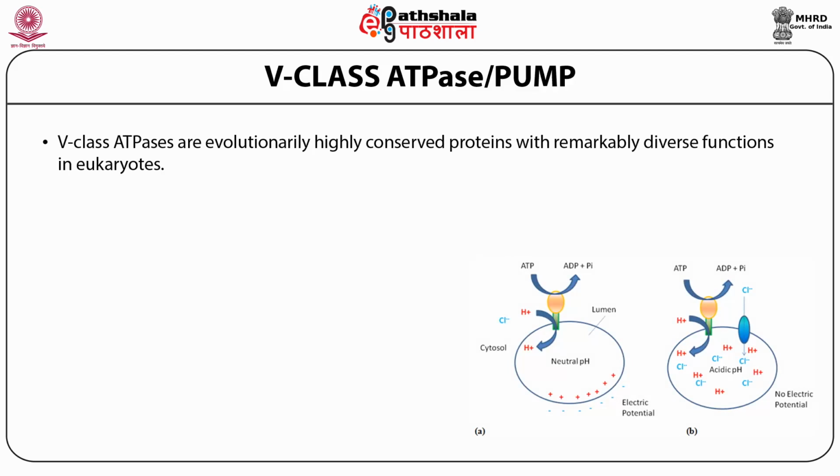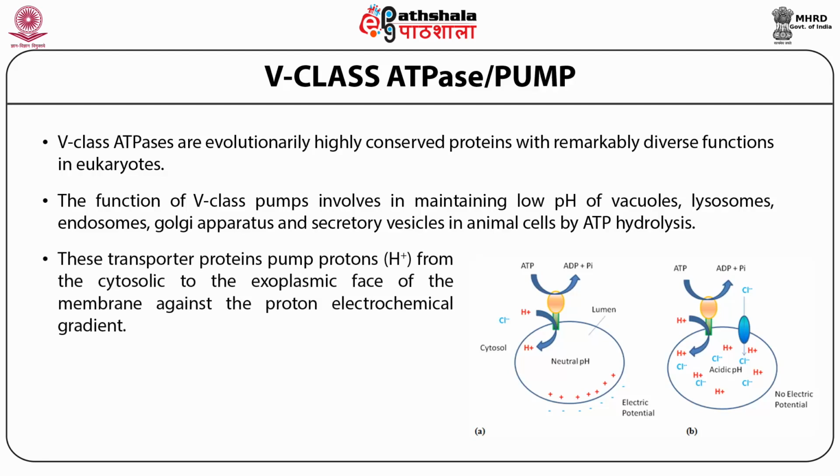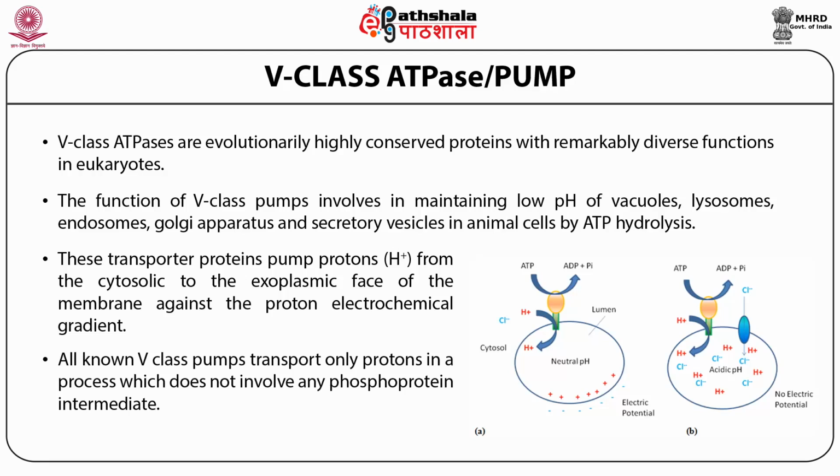V-class ATPases are evolutionarily highly conserved proteins with remarkably diverse functions in eukaryotic systems. The function of V-class pumps involves maintaining low pH of vacuoles, lysosomes, endosomes, Golgi apparatus, and secretory vesicles in animal cells by ATP hydrolysis. These transporter proteins pump protons from the cytosolic to the exoplasmic phase of the membrane against the proton electrochemical gradient. All known V-class pumps transport only protons in a process which does not involve any phosphoprotein intermediate.